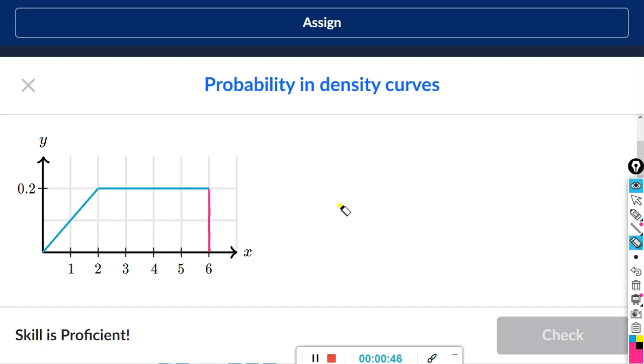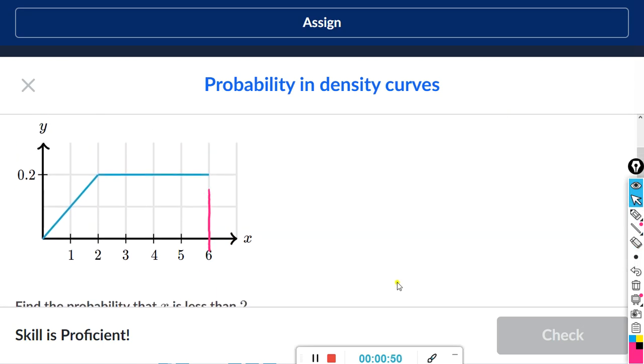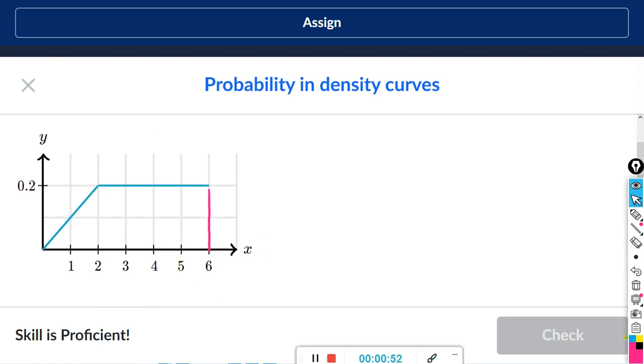So if we want to find the probability that x is less than 2, you just find the area of the portion that's less than 2. All right, so here's the x-axis. Here's x equals 2. So we're going to cut off this figure at x equals 2. And we just have to find the area of this here. Okay, this is a triangle. So the area of a triangle is 1/2 base times height.